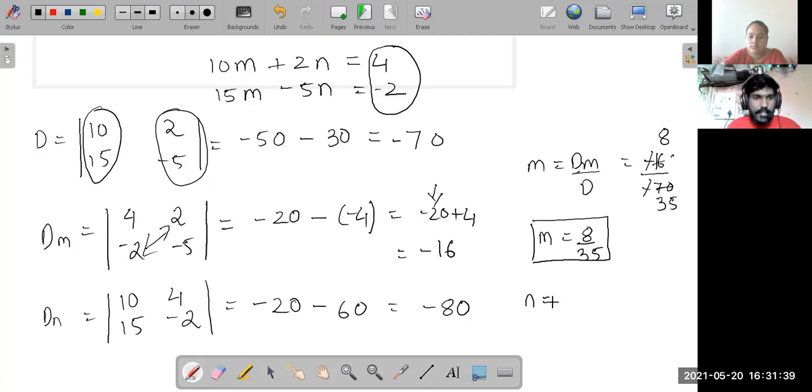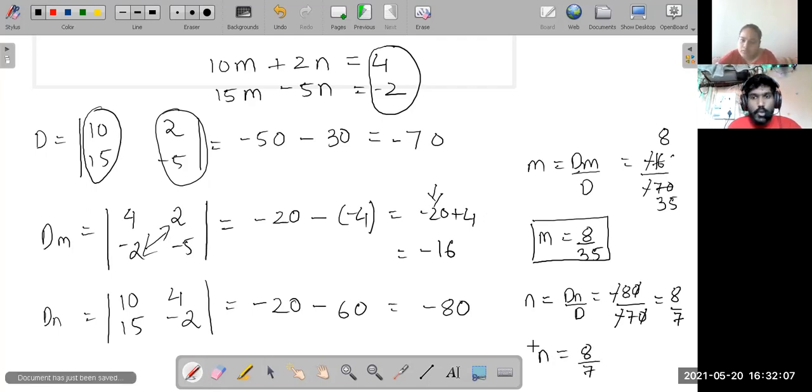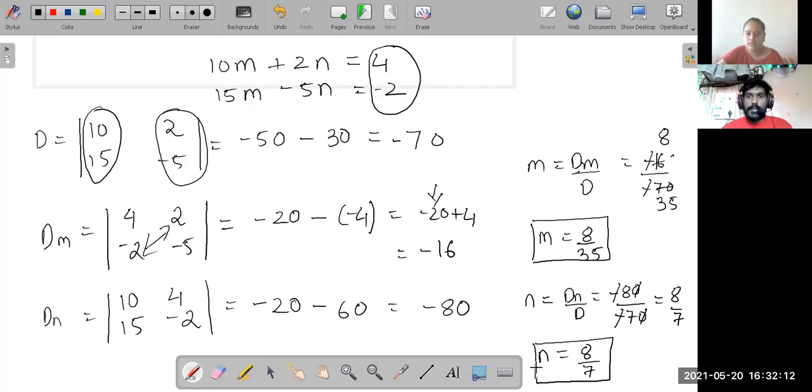Then n is equal to dn upon d, and dn we got minus 80, and d we got minus 70. First, you can cancel the minus sign from the numerator and the denominator, and then this 0 with this 0 will get cancelled, and you are left with 8 upon 7. So n is equal to... can you cancel 8 and 35? No, you can't. You can cancel 7 and 35, but 8 and 35 cannot be cancelled. So we keep it as it is. So this is the value of m and n.